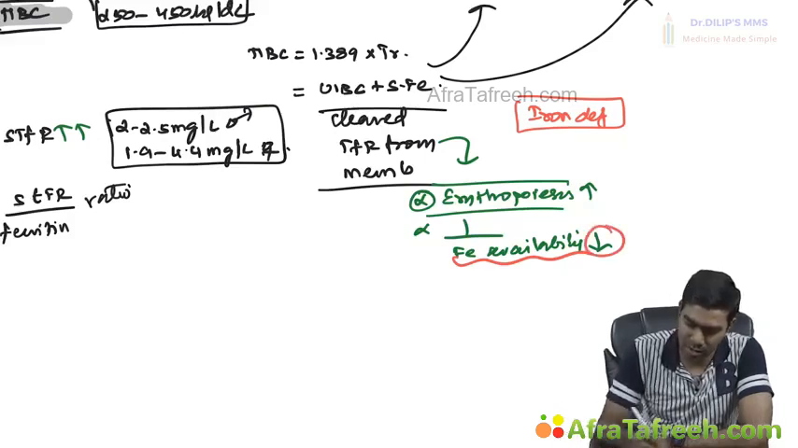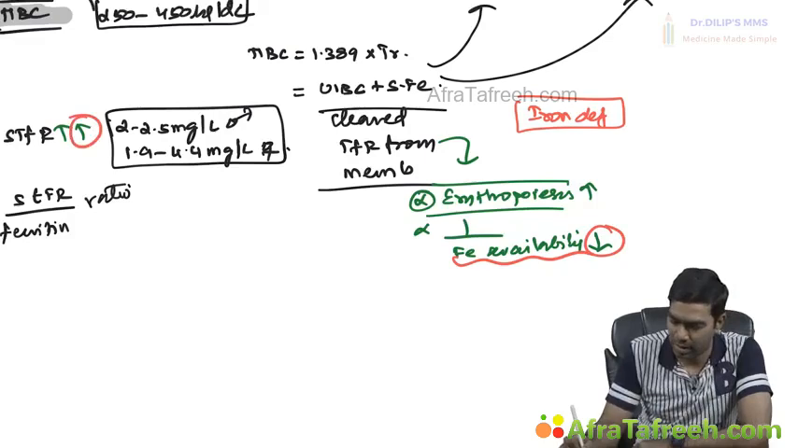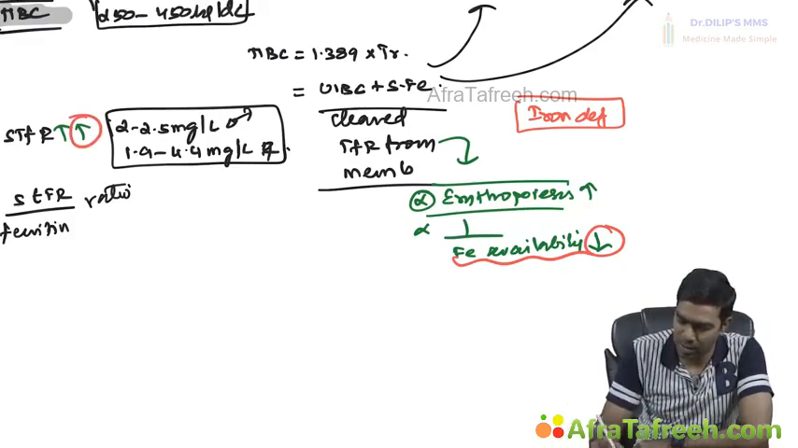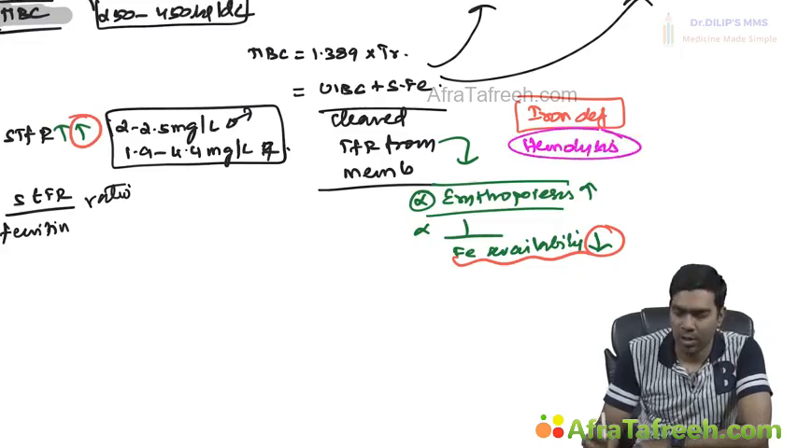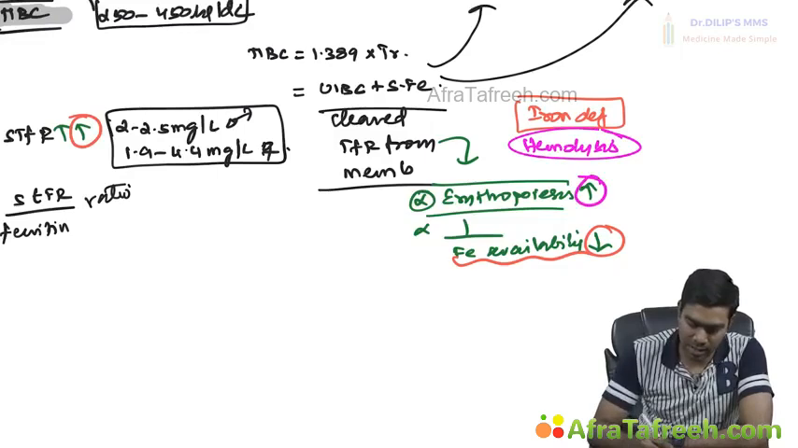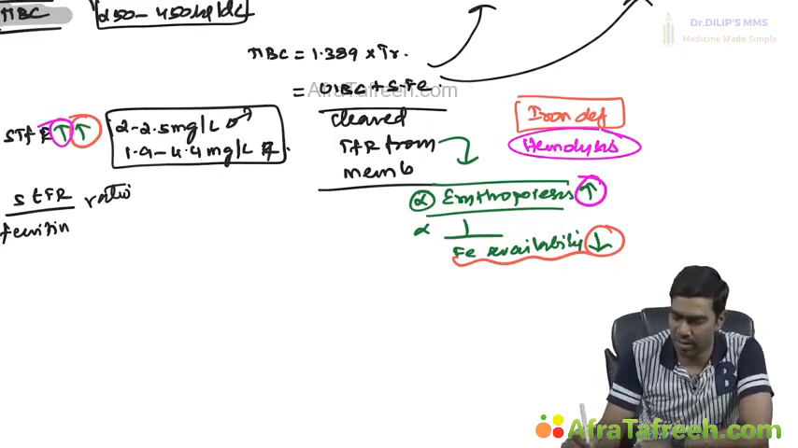That is the reason your STFR is increased. Similarly, in hemolytic states, your erythropoietic activity is increased. That is the reason your soluble transferrin receptor is increased.